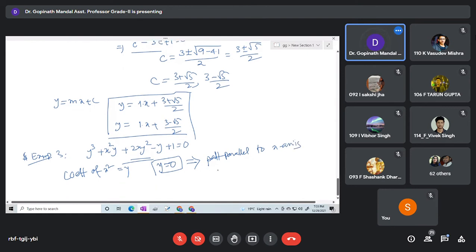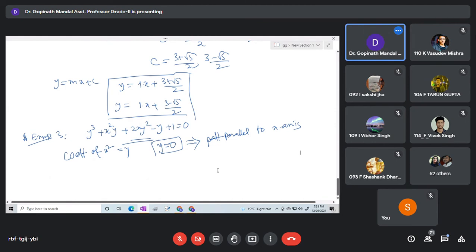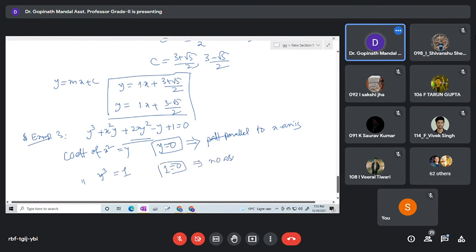Now, is there any asymptote parallel to the y-axis? No, sir. The coefficient of y cube is equal to 1, so 1 equal to 0. So there is no asymptote parallel to the y-axis.